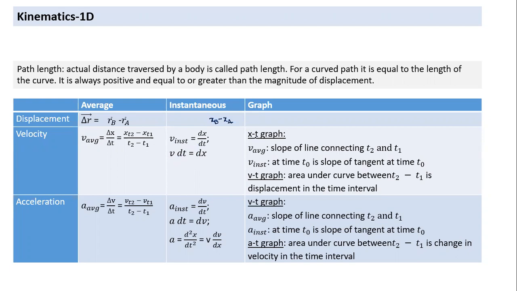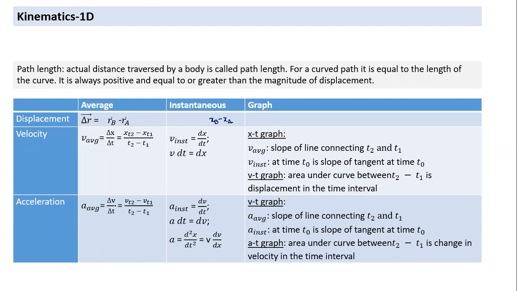So in terms of the graph, the position time graph, what is average velocity? The slope of the line connecting two points t1 and t2. That's what I explained in the previous session. What is instantaneous velocity at a particular time? If I have to find instantaneous velocity, I draw a tangent to the curve at that particular instant of time. The slope of the tangent will indicate instantaneous velocity. In case of a VT graph, it will be delta V by delta T. Area under the curve, that's what we discussed. The area under the curve in a VT graph will indicate displacement in the time interval.